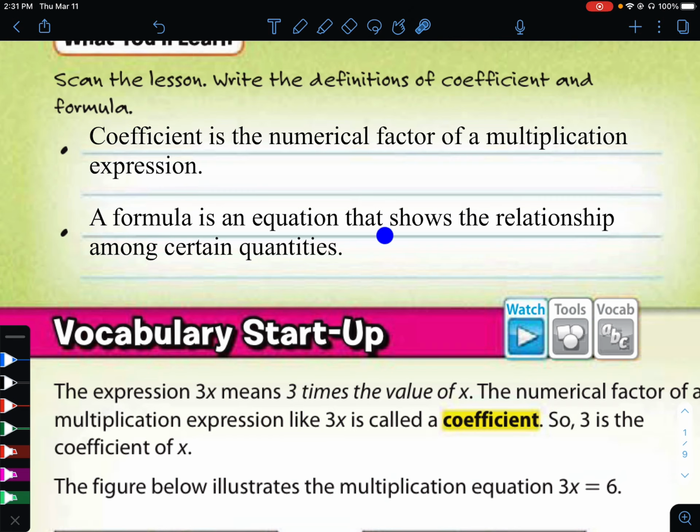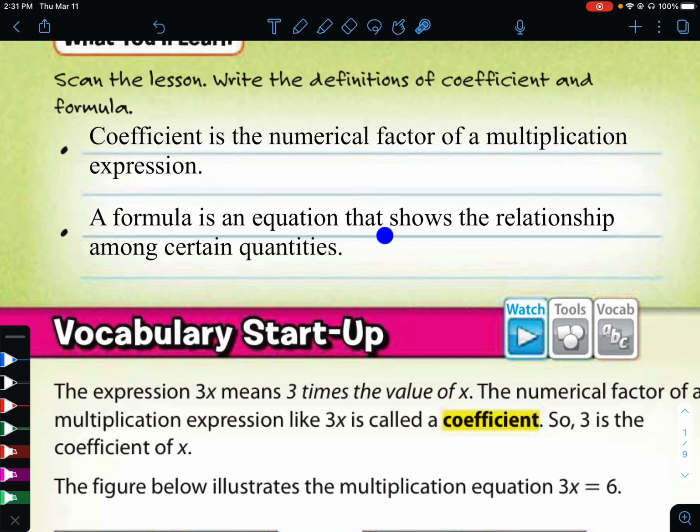So the expression 3x means 3 times the value of x. The numerical factor of the multiplication expression, like 3x, is called the coefficient. So in 3x, our coefficient is 3. The figure below illustrates the multiplication equation 3x equals 6. So you have 3 x's here, the equal sign is there, and this is equal to 6.